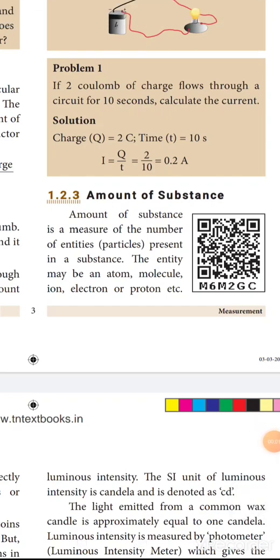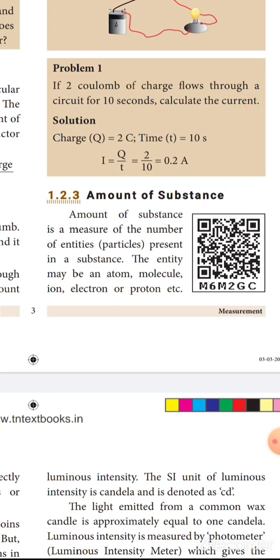Next, amount of substance, another base quantity. What is the SI unit of amount of substance? Yes, that is mole. What is the symbol of amount of substance? Mole. The spelling is MOL. You know the difference between unit and symbol.